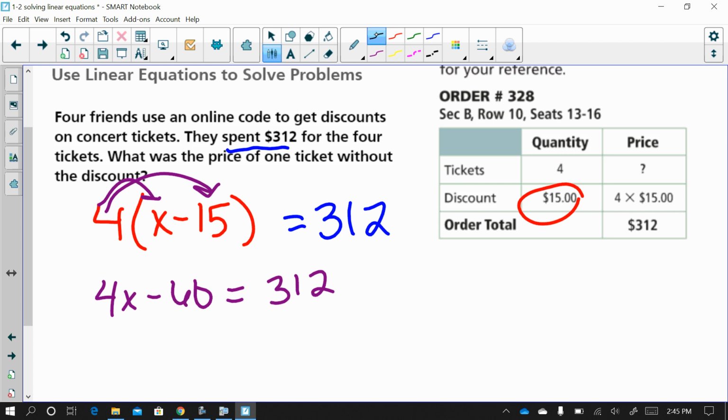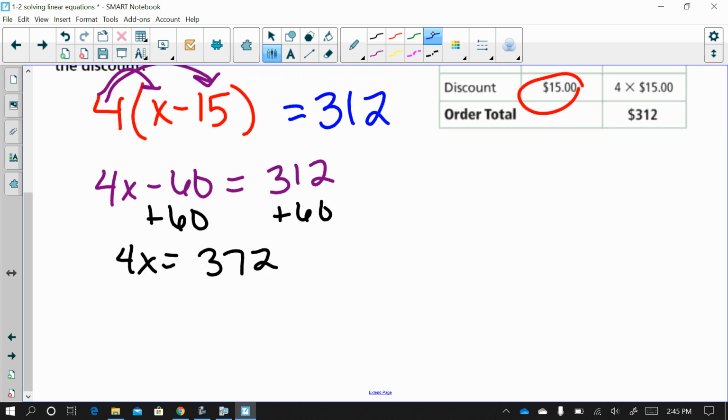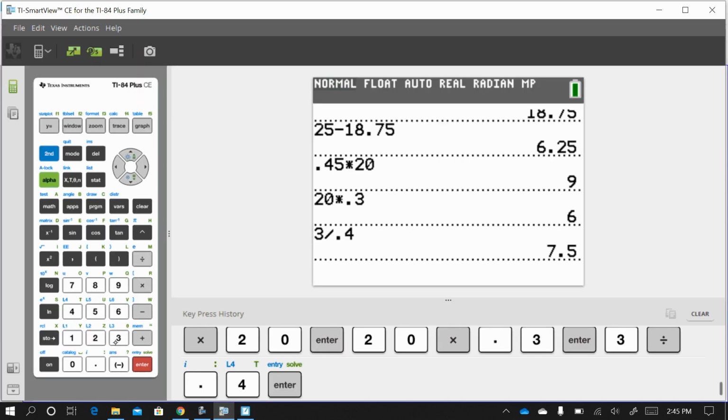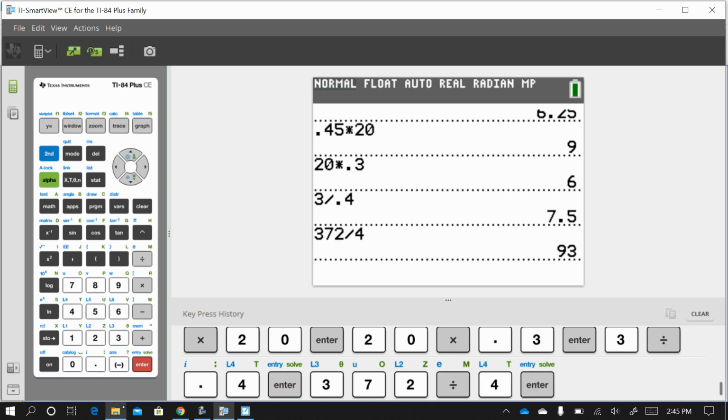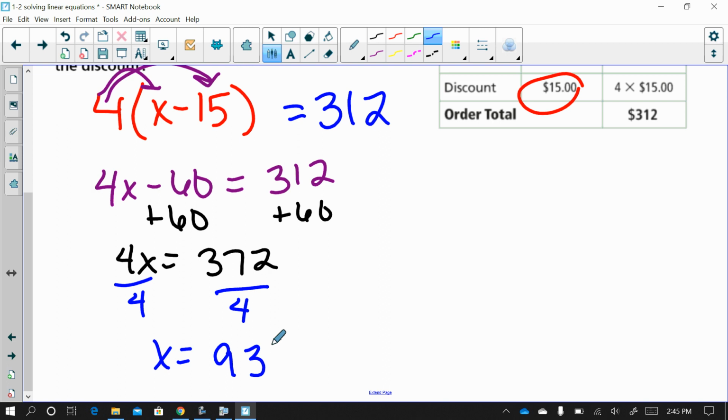Okay, just a 2-step equation. So add 60 to both sides. 4x equals 372. Let's divide by 4. X equals 372 divided by 4, 93. So the original cost of that ticket, $93. I don't know about you, I wouldn't pay that much.